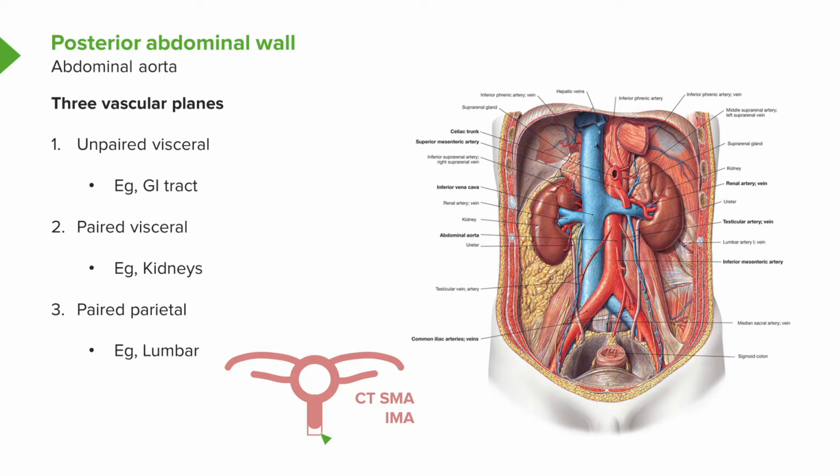We're then left with two paired arteries. We have these paired arteries that go to the viscera, see them here and here, and these can be our renal arteries that pass towards the kidney or pass towards our suprarenal glands. We then have some paired parietal branches, and these pass to the body wall. So these are synonymous with the intercostal arteries, the posterior intercostal arteries in the thorax. These are some lumbar arteries that help to supply the musculature along the posterior abdominal wall.